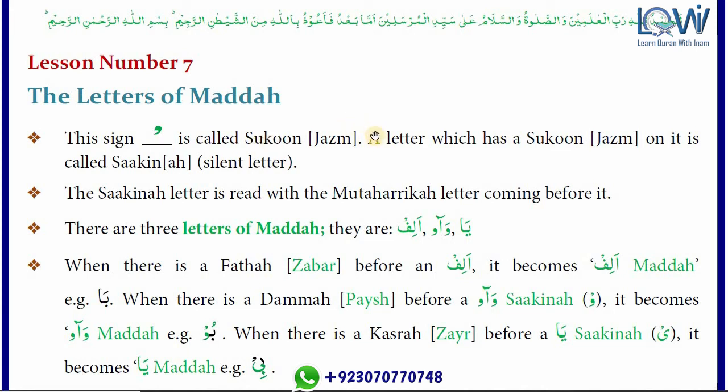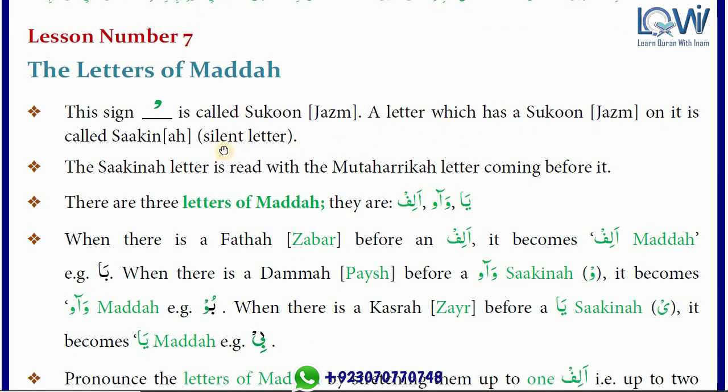Question 2, what is sakin? A letter which has a jazm on it. If the ba letter has jazm, if the ta letter has jazm, if any letter has jazm, you will call the letter sakin. Okay, so the answer is: a letter which has a jazm on it. Sukoon and jazm are the same names. A letter which has a jazm on it is called sakin, a silent letter.